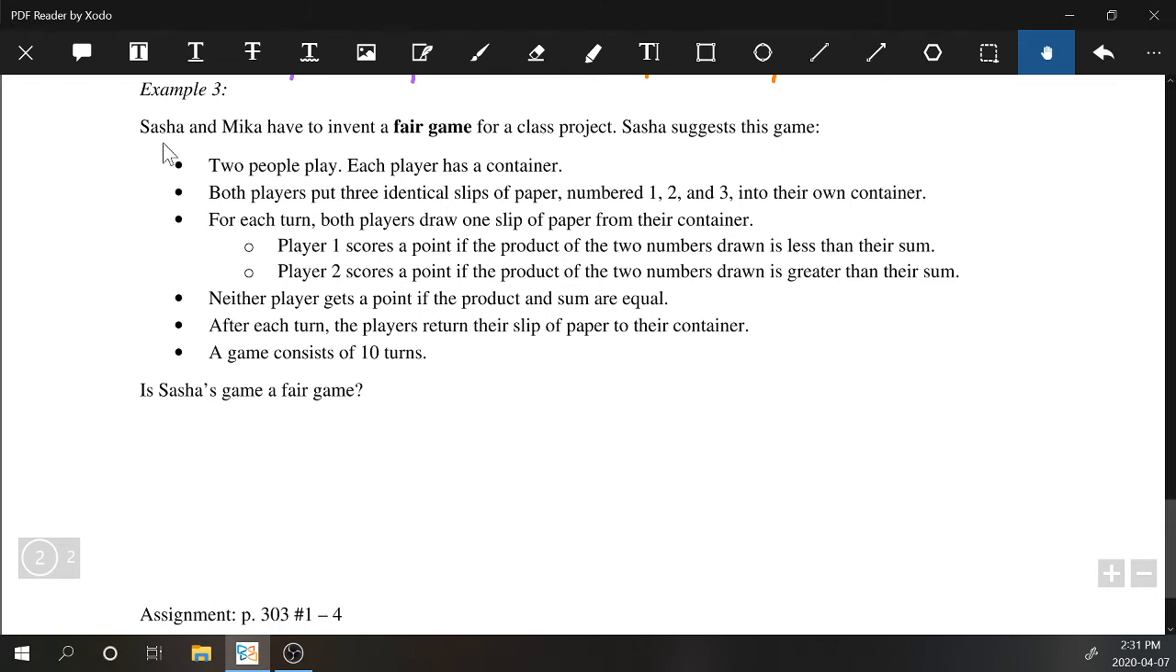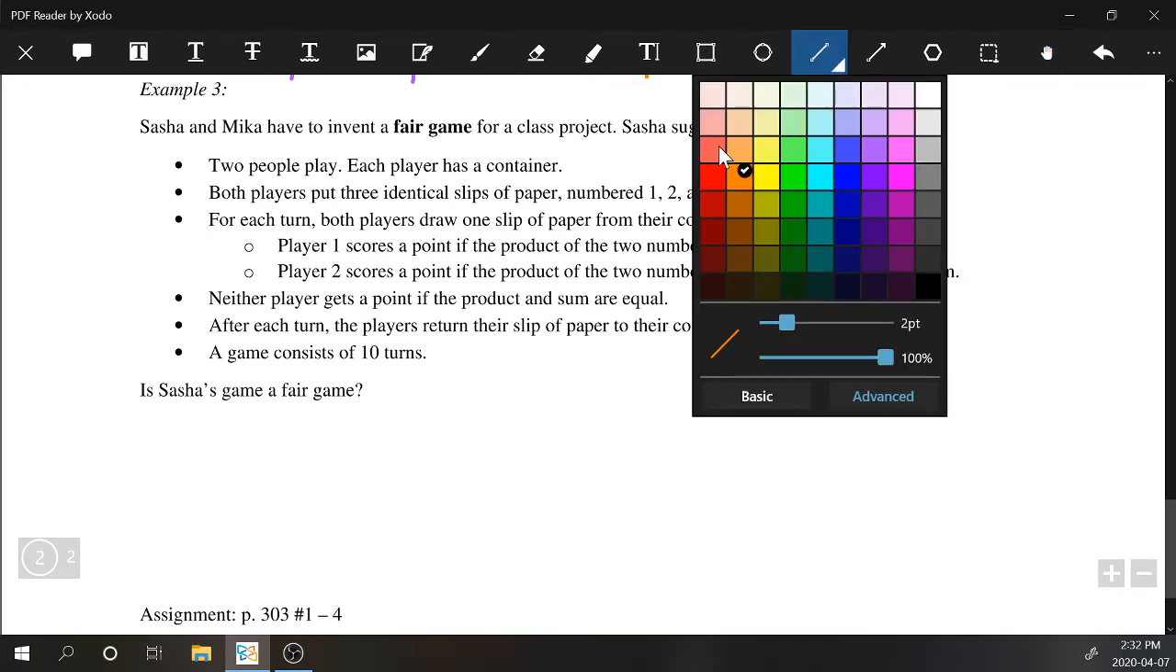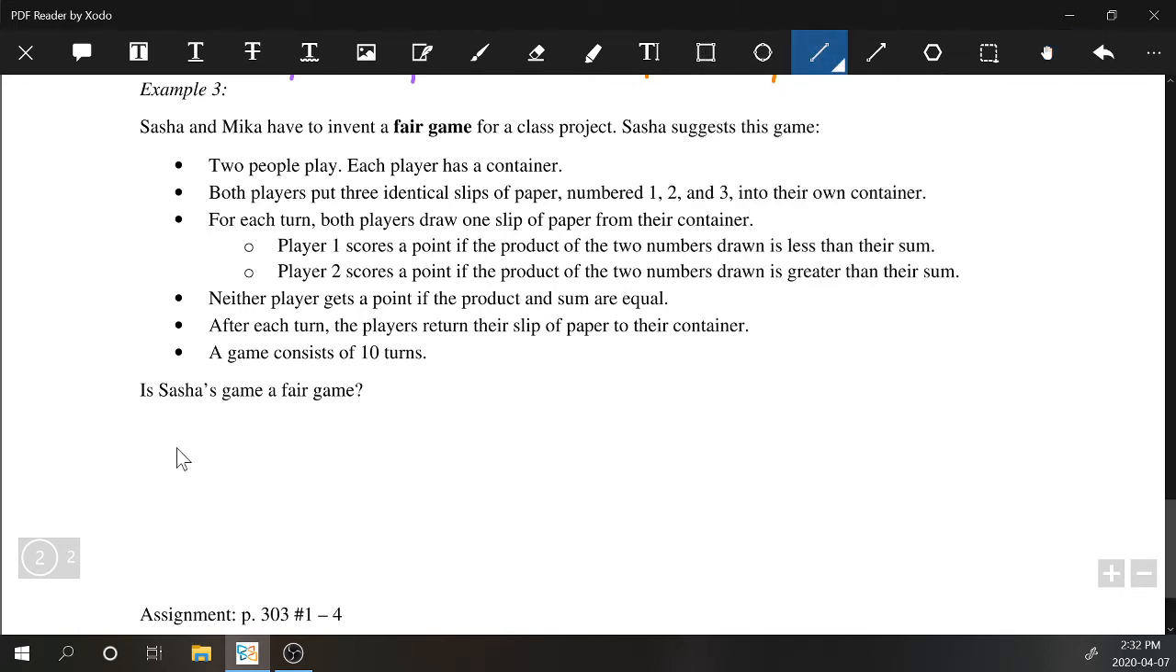So it says Sasha and Mika are inventing a fair game for a class project. So this is the game they're playing. Two people play. Each player has a container. They put 1, 2, and 3 into their container, and then they draw a number. Okay. So what you might want to do is to draw out the sample space of what could happen. So let's look at it together.